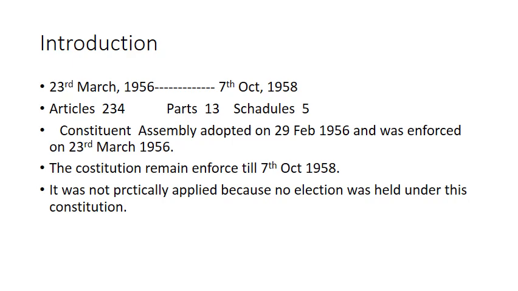It was a written constitution. It comprised 234 articles, 13 parts, and 5 schedules. The Constituent Assembly had adopted it on 29th February 1956 and it was enforced on 23rd March 1956. This constitution remained till 7th October 1958, when it was abrogated by Iskandar Mirza, the then first president of Pakistan. This constitution was actually not practically applied at all, because no election was held under this constitution.